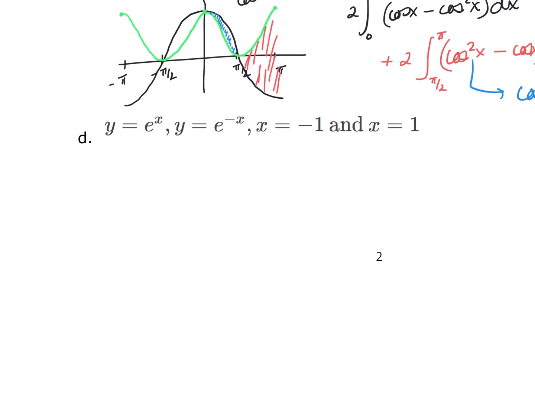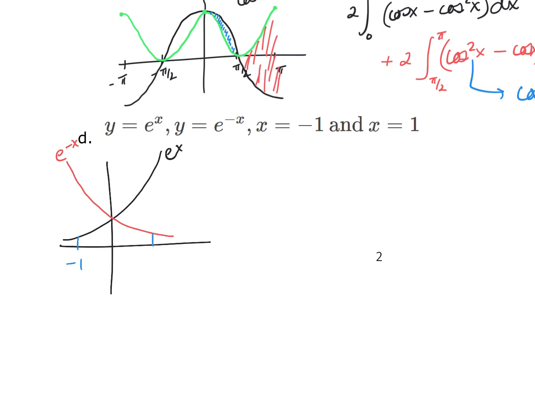Now let's take a look at D. With D, I have e to the x, which is going to look like this. This is e to the x. And then I'm going to have e to the negative x. So this is e raised to the negative x. And I'm going to go from -1 to 1. And so the area that I am looking at would be, if I bring these up here to here, the area I'd be looking at would be this.